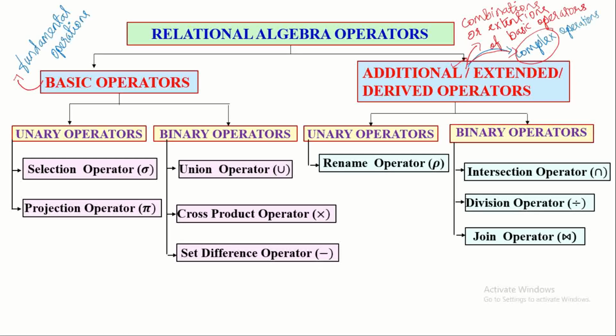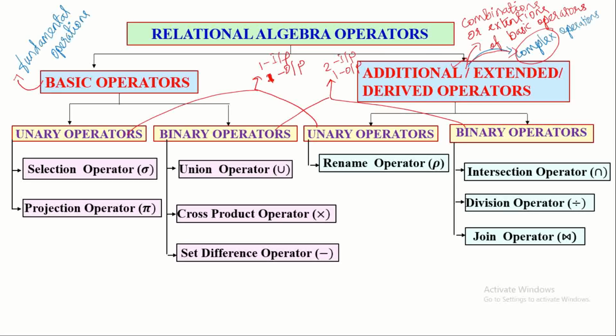You can notice here that in both categories, basic as well as additional operators, the operators can again be classified into unary and binary based on the number of input tables they take. Unary operators always take only one input table, and after performing the database operations, they produce only one output table. Similarly, binary operators always take two input tables, and after performing the operations, they produce only one output table.